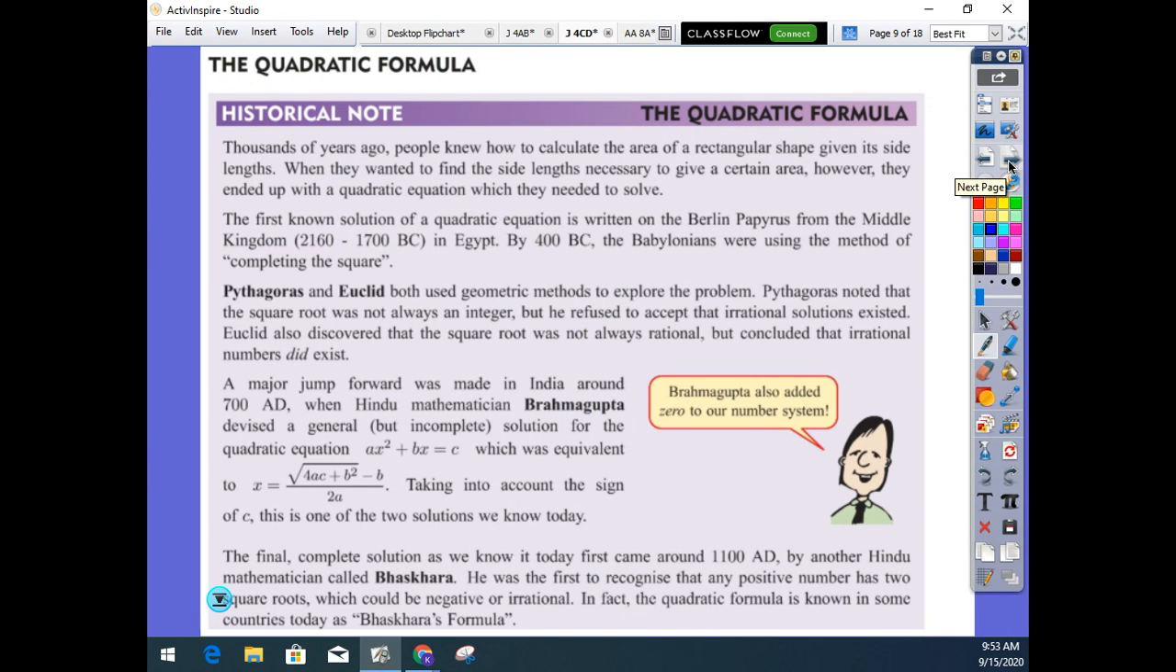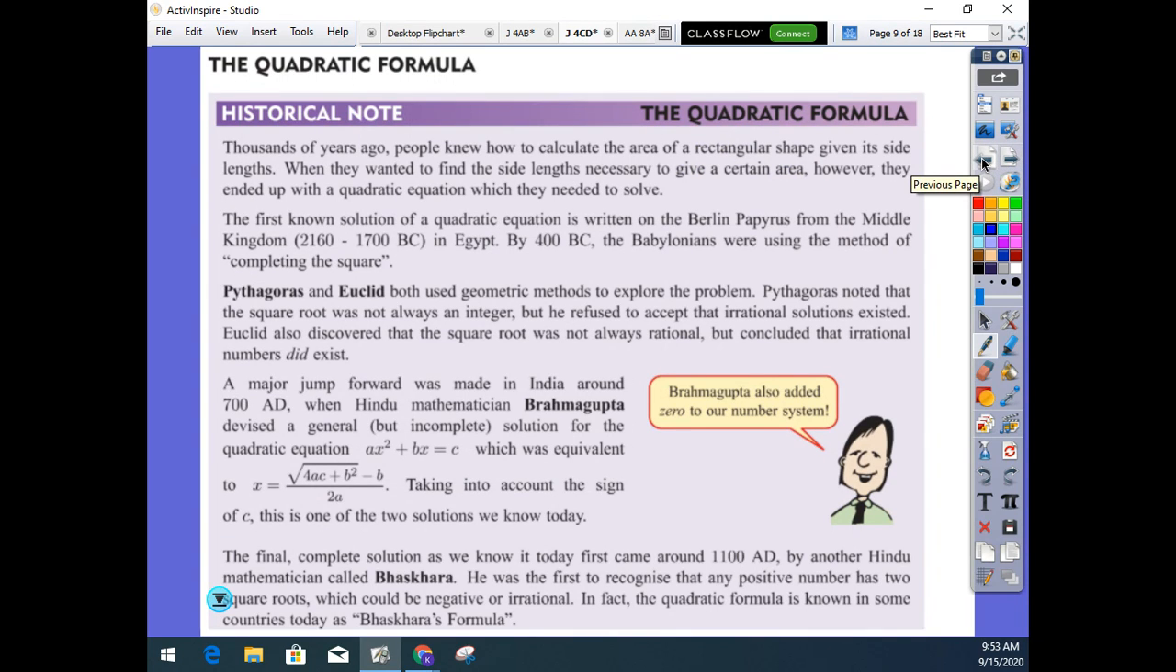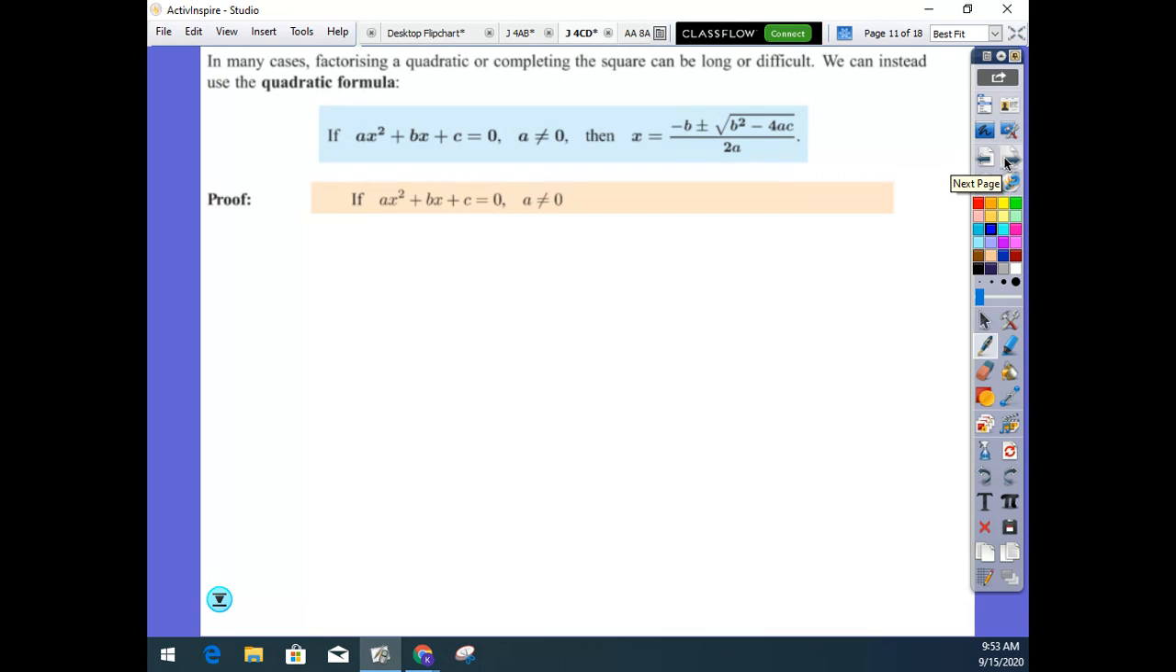All right, so the quadratic formula. I'm always sad when you're not here with me for the quadratic formula because I like to sing. This gives you a whole great big historical note on who's all figured out the quadratic formula. But I like to sing it.